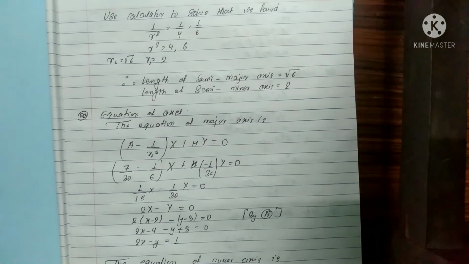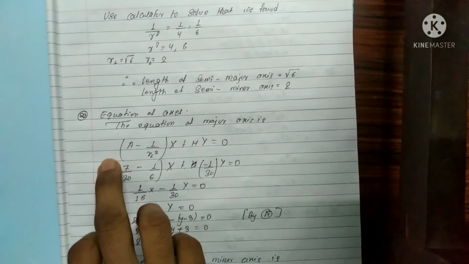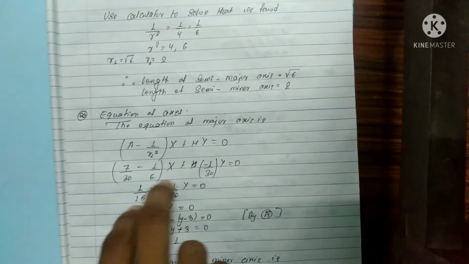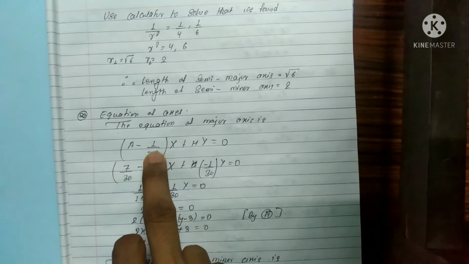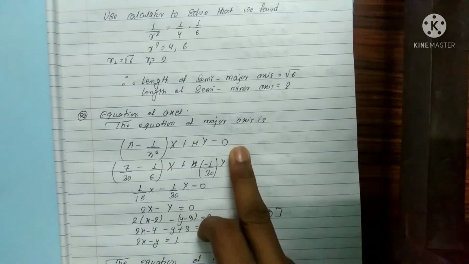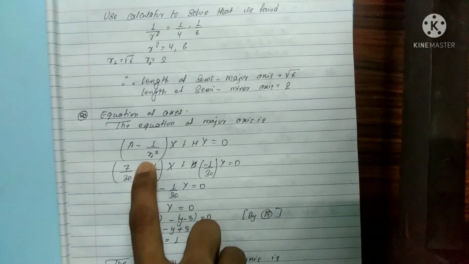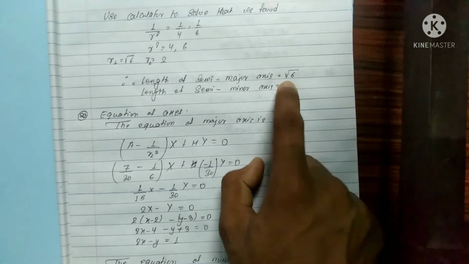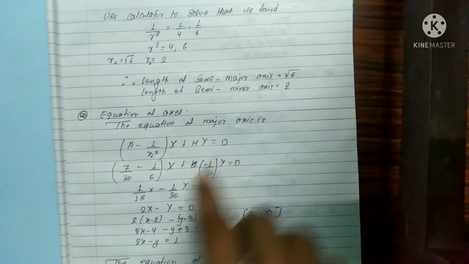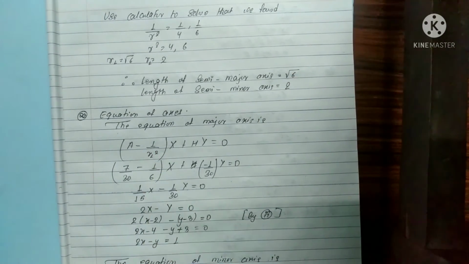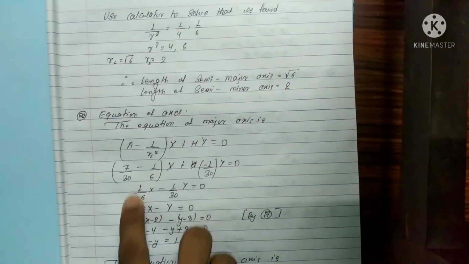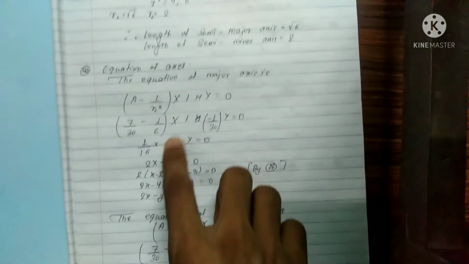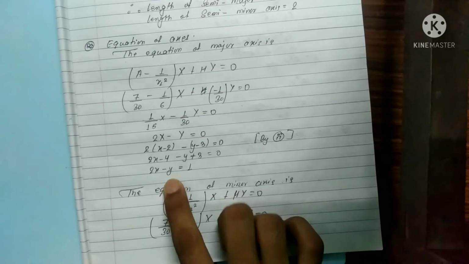Equation of axis having two: one is major axis and another is minor axis. The equation of major axis having formula a minus 1 by r1 whole square into x plus hy is equal to 0, and r1 of the major axis is root under 6. So put the value 6 root under 6, then we simplify that and we found that 2x minus y is equal to 1.